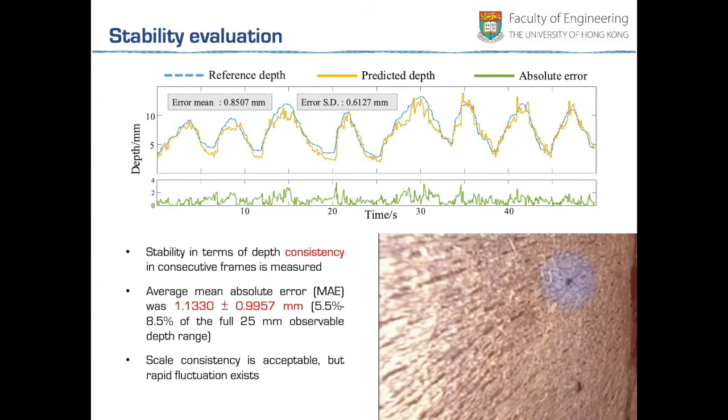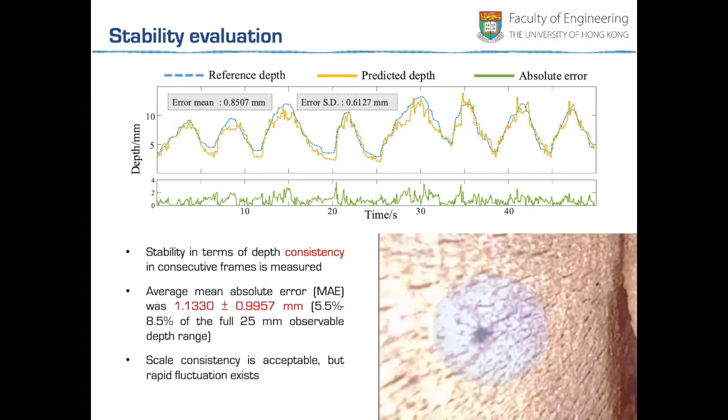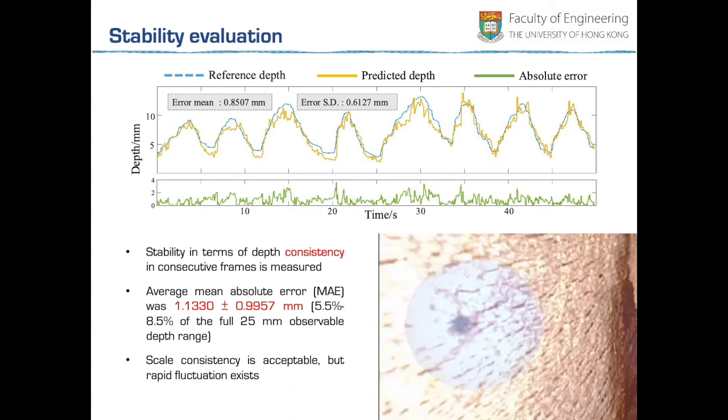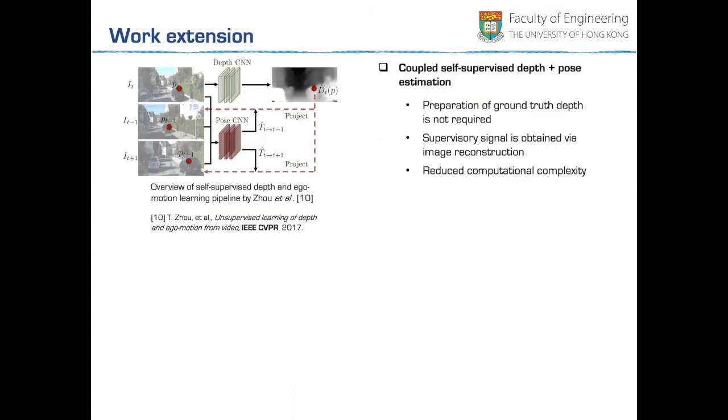It is a limitation to be noted as prediction made by supervised monocular depth estimation often flickers due to independent per frame processing. Moving forward to future work, we are interested in using self-supervised depth and pose estimation. In the process, preparation of ground truth depth is not required as the supervisory signal is obtained via image reconstruction. As it does not require an extra image style transfer network prior to depth estimation, computational complexity is also reduced.